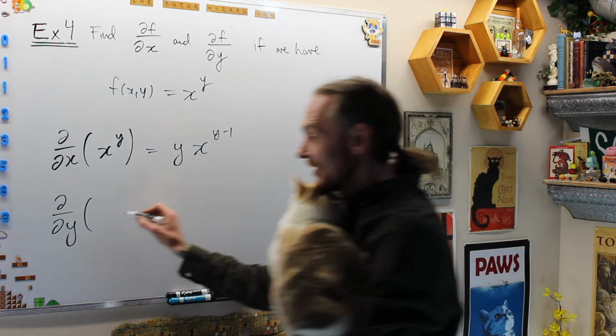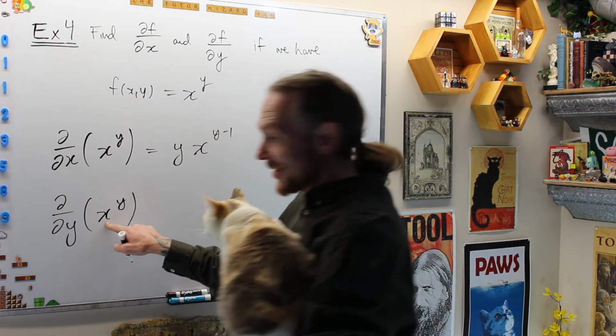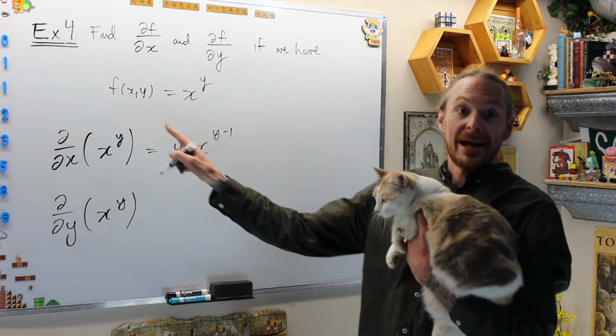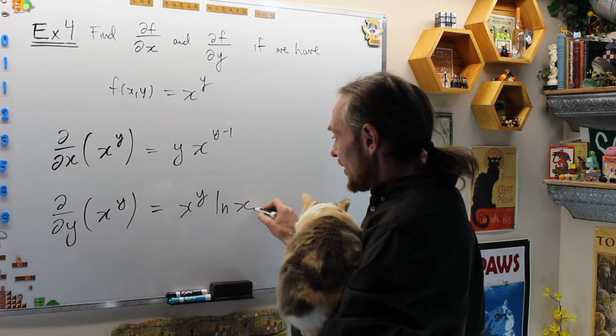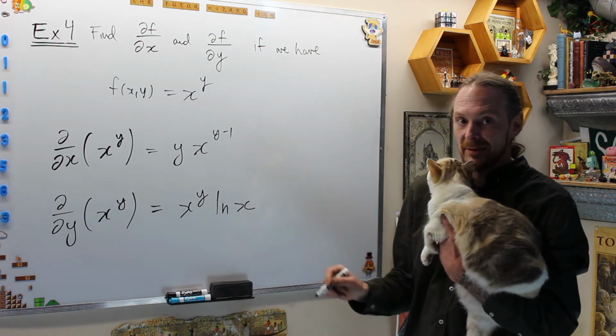The partial derivative of f with respect to y now is, that's a to the x in your mind you have to see. So this is x to the y, and this is the constant x, this is the base. The power, this is going to be x to the y, ln x. There's the partial derivatives. Let's do one more.